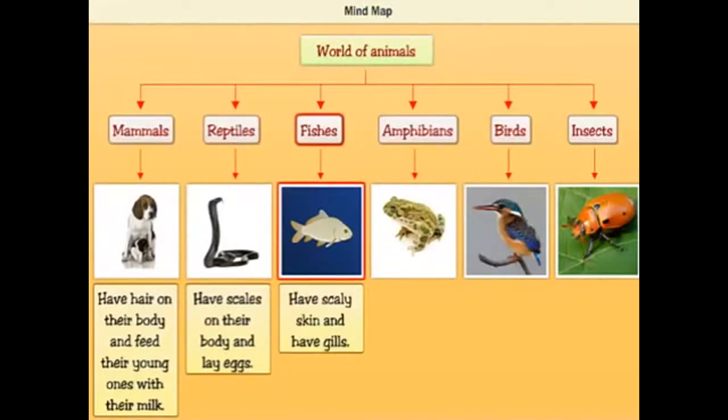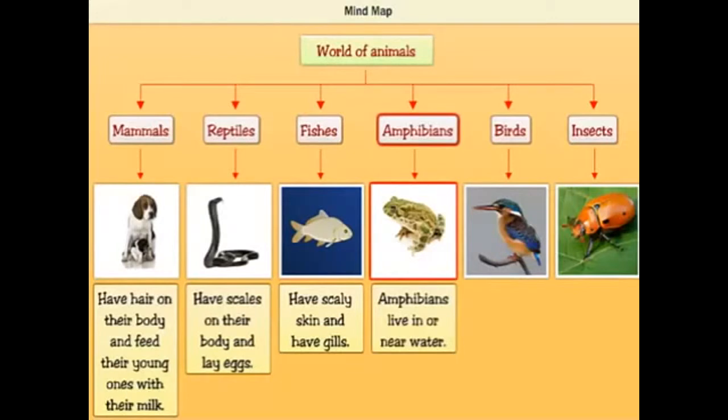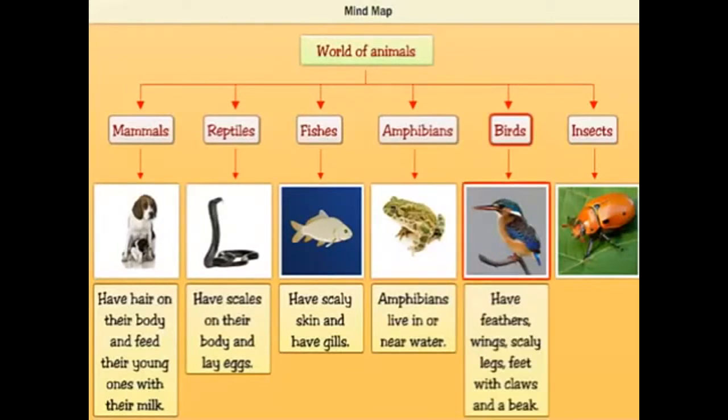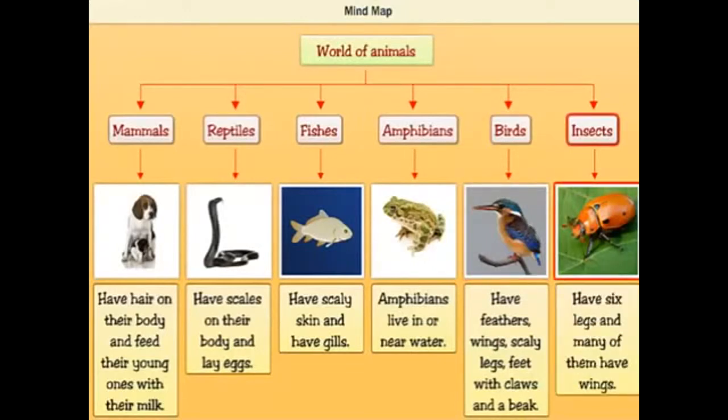Fishes have scaly skin and have gills which help them breathe in water. Amphibians live in or near water. Birds have feathers, wings, scaly legs, feet with claws, and a beak. All insects have 6 legs and many of them have wings.